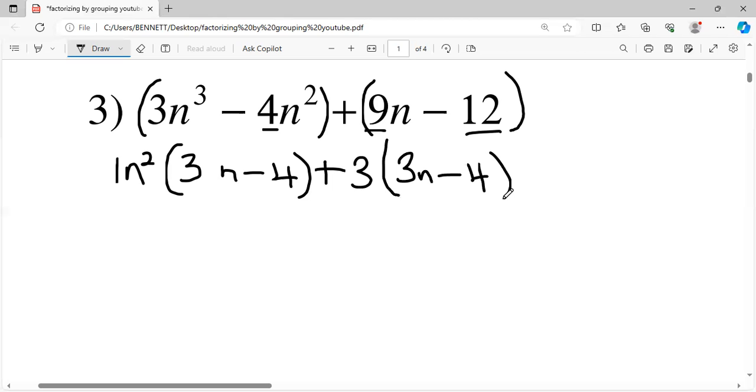So, we can see that 3n minus 4 is common. So we can take out that. And then we have 1n squared. I'm just going to put n squared plus 3. So there we have it. That would be our answer.